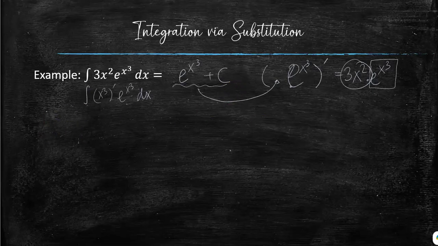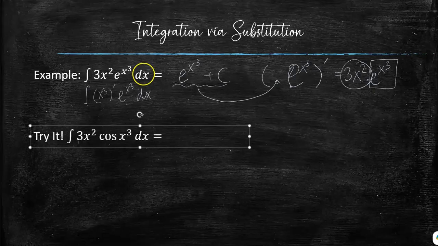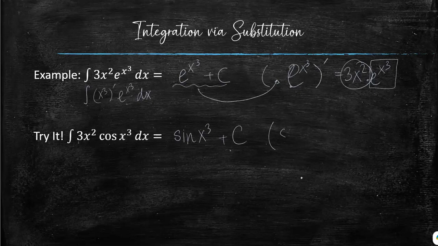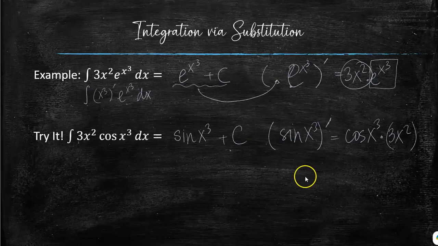Now pause the video and find this antiderivative using the pattern that we just discussed. What would this be equal to? I'll give you the answer in 3, 2, 1. So the antiderivative of this function is going to be sine of x cubed. How do I know that? Because the derivative of sine of x cubed will be equal to cosine of x cubed times the derivative of x cubed by the chain rule, which is 3x squared.